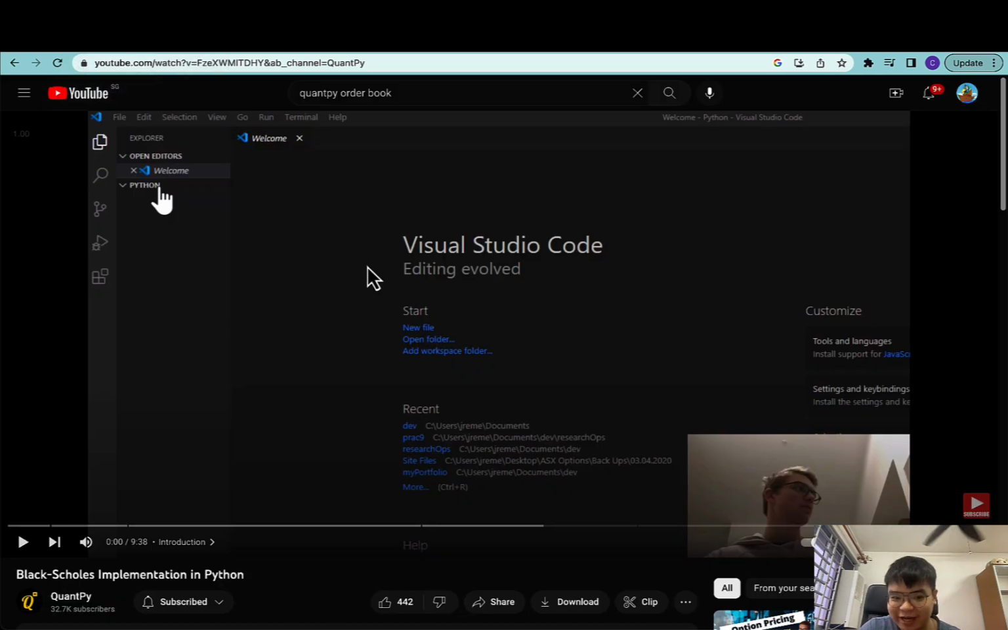So our strategy for today is to watch Jonathon from Quantpy explain the Black-Scholes implementation in Python. We'll be standing on the shoulders of Jonathon, and we will see how we can implement this in Python. So with that, let's get started.